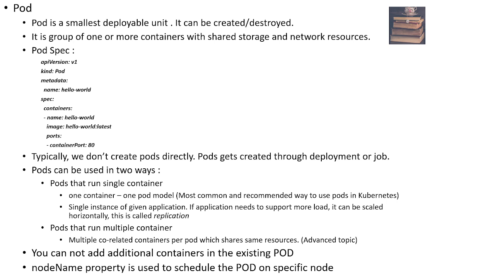If the application needs to support more load, it can be scaled horizontally. That is replication. We will replicate, and then more load can be handled. Now, in the other model, there are multiple correlated containers per pod, which share the same resources. That is a little bit on the advanced side, an advanced topic.